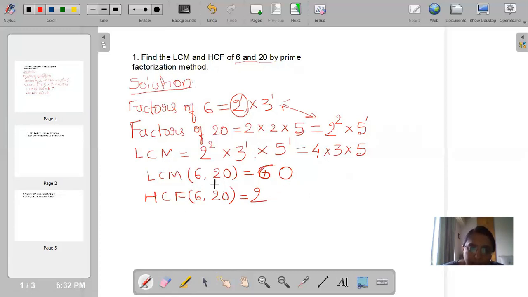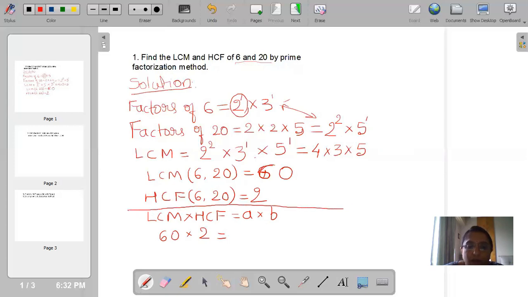Is it clear? Then let us check the relation, that is LCM into HCF is equal to A into B. This is the relation we know. LCM is 60, HCF is 2. Just we are checking this relation. Actually the problem is completed. A is 6, B is 20. These are the given numbers. 120 is equal to 120. So your answers are correct. In this way you can check your answers.